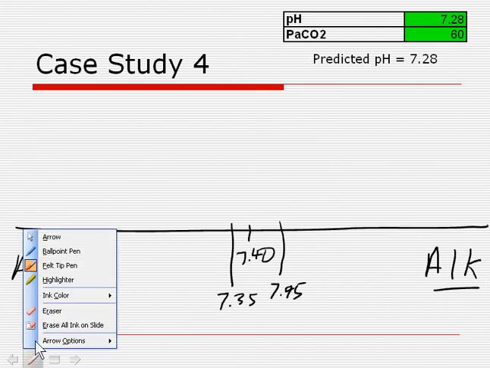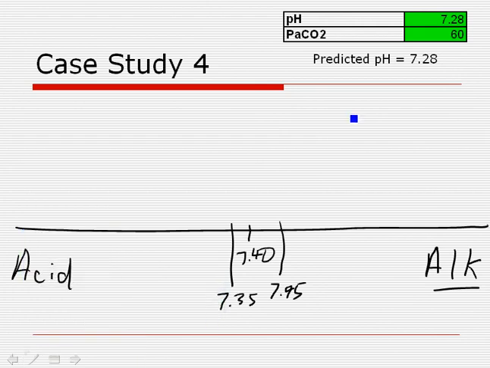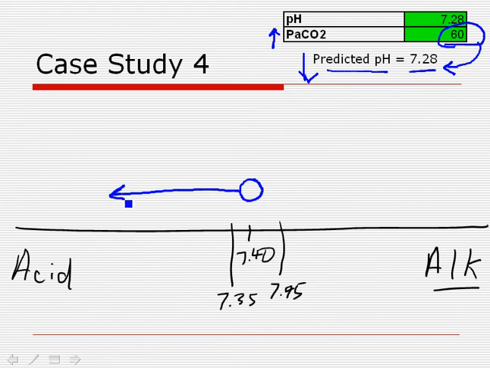Let's look at our blood gas. The first thing we're going to do is look at our CO2. Here I've got a high CO2. When I've got a high CO2, the result should be a low pH. So when I put it through the equation, I get a predicted pH of 7.28. Intuitively, that makes sense to me. So I know that my respiratory vector is making me acidotic. 7.28. This is my respiratory vector.